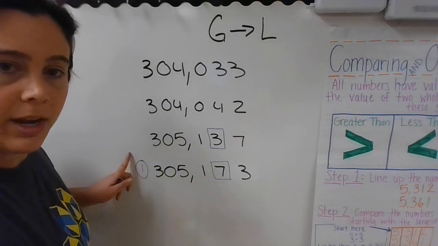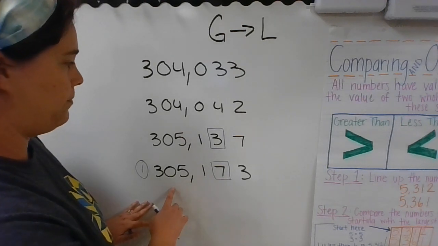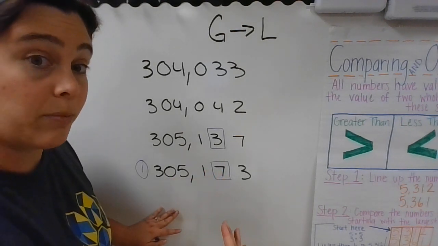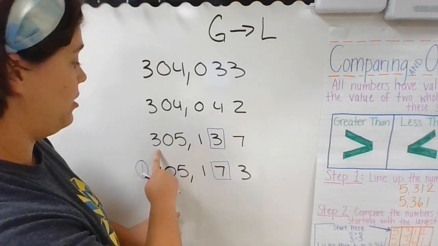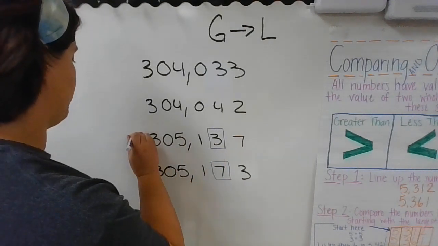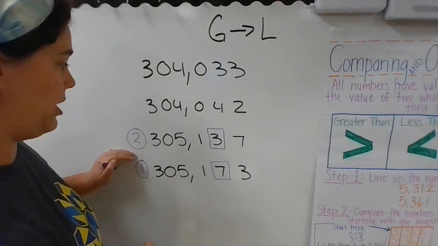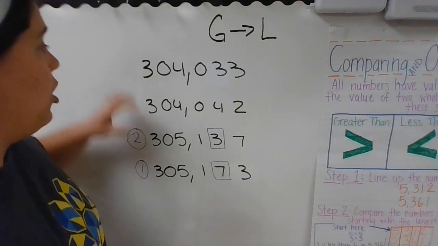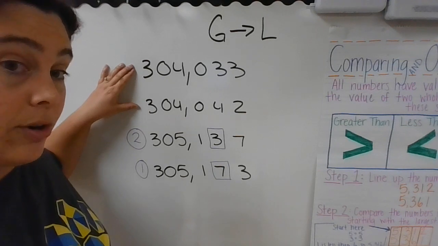I'm just going to number them right here, just for right now, until we have more space. So that's number 1. And we're going from greatest to least, so what's the next greatest number? 305,137. Okay, so this is 2. This will be first, and this would be second. Now, we need to go here and figure out what number is going to be third and then fourth.